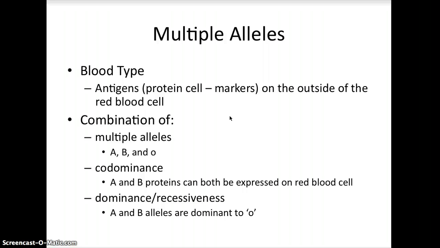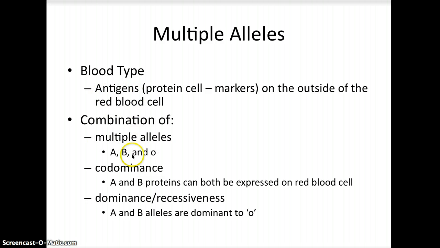Multiple alleles. An example that we're going to be using a lot has to do with blood type, and multiple alleles is just what it sounds. There's more than just the R for red or the B for blue. There could be a combination of an A, a B, and an O, which there are in blood type, that code for particular proteins that are found on the outside of the red blood cells. We refer to those as antigens.